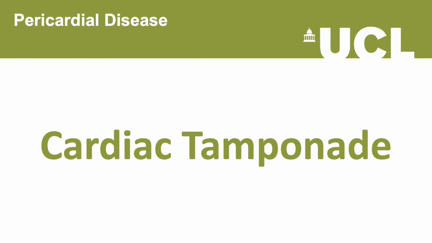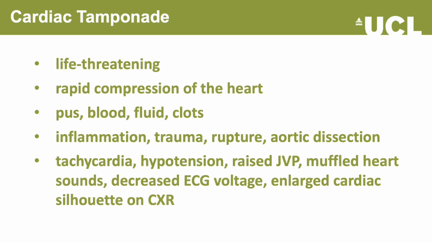Now I'm going to focus on cardiac tamponade, which for those of you studying at UCL is a core condition in cardiology. So cardiac tamponade is a life-threatening emergency, and it involves rapid compression of the heart. What can be compressing the heart and filling the pericardium includes substances such as pus, blood, fluid, and clots. In significant cases, cardiac tamponade leads to inflammation, can be seen in trauma, and also rupture and aortic dissection. And clinically, you're looking for tachycardia, hypotension, raised jugular venous pressure, muffled heart sounds, decreased ECG voltage, and enlarged cardiac silhouette on a chest X-ray.